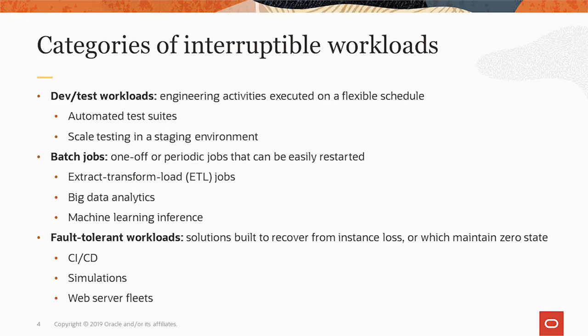And then in a completely different area, we have fault-tolerant workloads. And these can be very complex, mission-critical, large applications. Because of their scale, they're built with the assumption that failure is inevitable. CI/CD is a good example, simulations, massively parallel simulations specifically, as well as very large web server fleets. Whenever you start using more than a certain number of instances spread over a large enough network area, you have to architect your workload to assume that there will be intermittent failures.